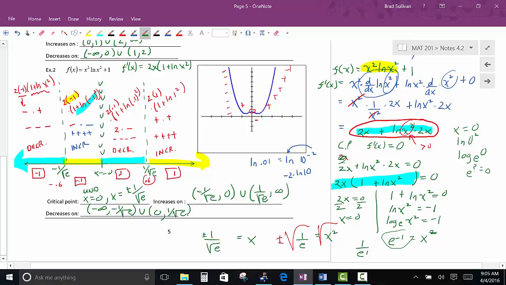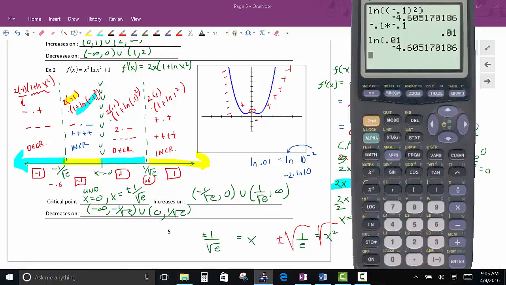Okay? Now, I do want to pull up my calculator and show you guys something on this too. If you got your calculator, do this with me. I'd like you to do this problem with me on the calculator so I can show you a couple of things that are helpful for homework. So I'm going to go to y1, and I'm going to put in x squared, ln of x squared. You have to put this in like this: ln of the whole thing x squared, and then plus 1.